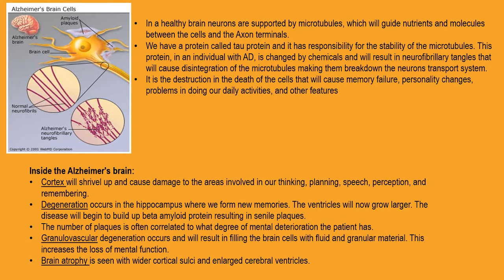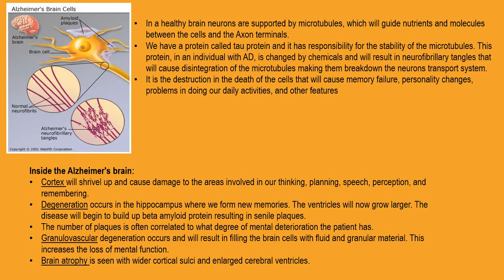In a healthy brain, there are neurons supported by microtubules which will guide nutrients and molecules between cells and axon terminals. We all have proteins called tau proteins that are responsible for the stability of microtubules. This protein in an individual with Alzheimer's is changed by chemicals and will result in tangles that will cause disintegration of the microtubules, making them break down the neuron transport system. It is the destruction and the death of the cells that will cause memory failure, personality changes, problems in doing our daily activities, and other features.